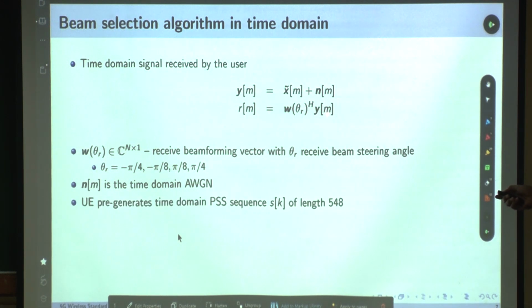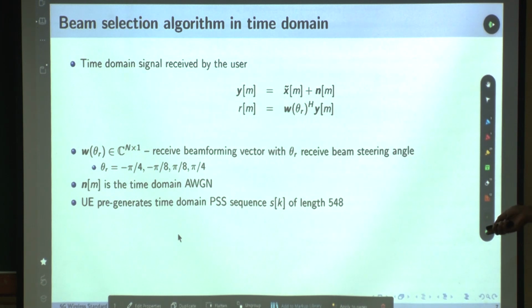Now what happens? In this y of m, what is contained? X tilde of m, and X tilde of m contains what? The precoded PSS sequence, correct? Now the user knows that there is only one of these sequences, and I am assuming the base station and user know that a particular PSS sequence is being transmitted. We are not considering all the sequences just for simplicity, otherwise the complexity will increase. So let's say PSS 0 is being transmitted; the base station knows that and the user knows that.